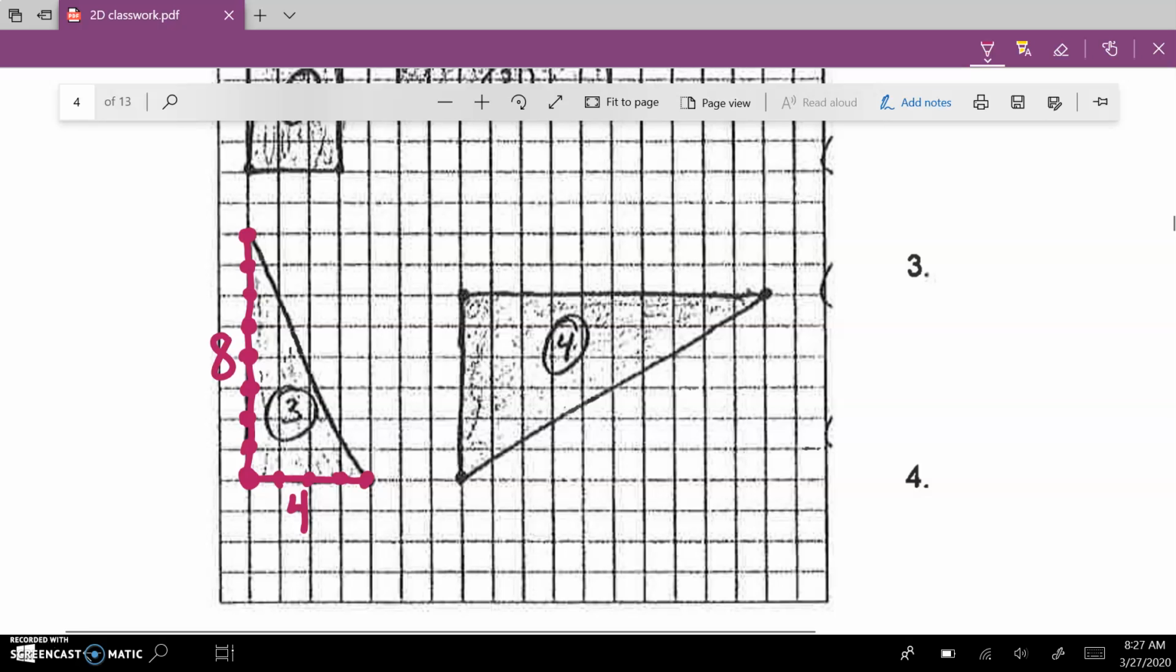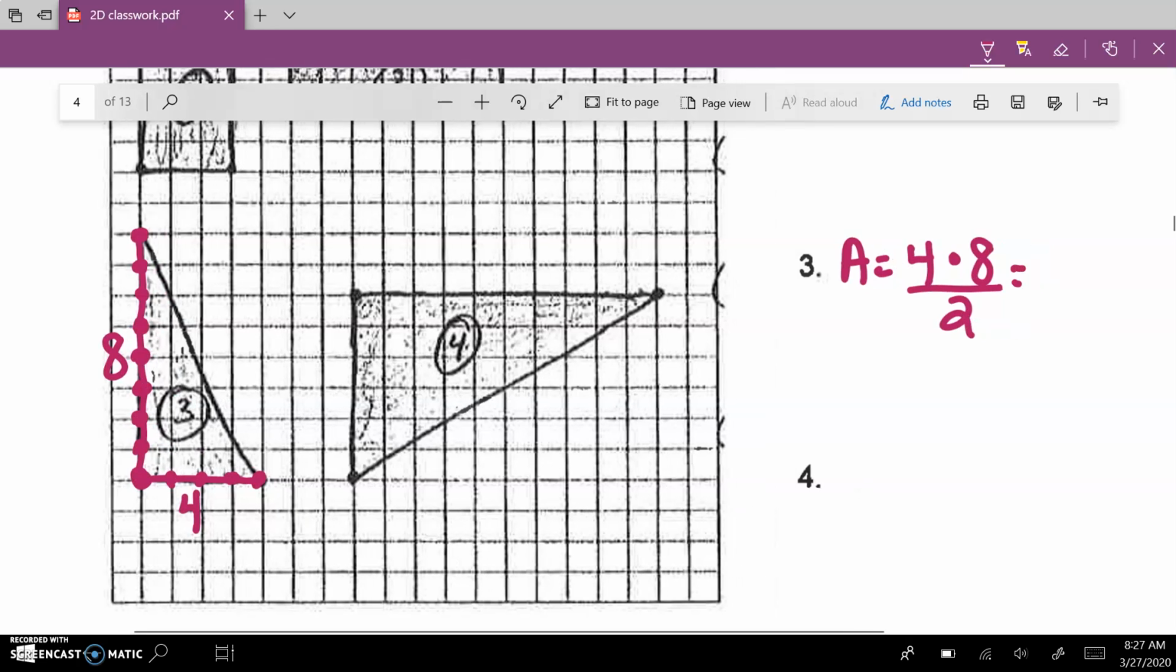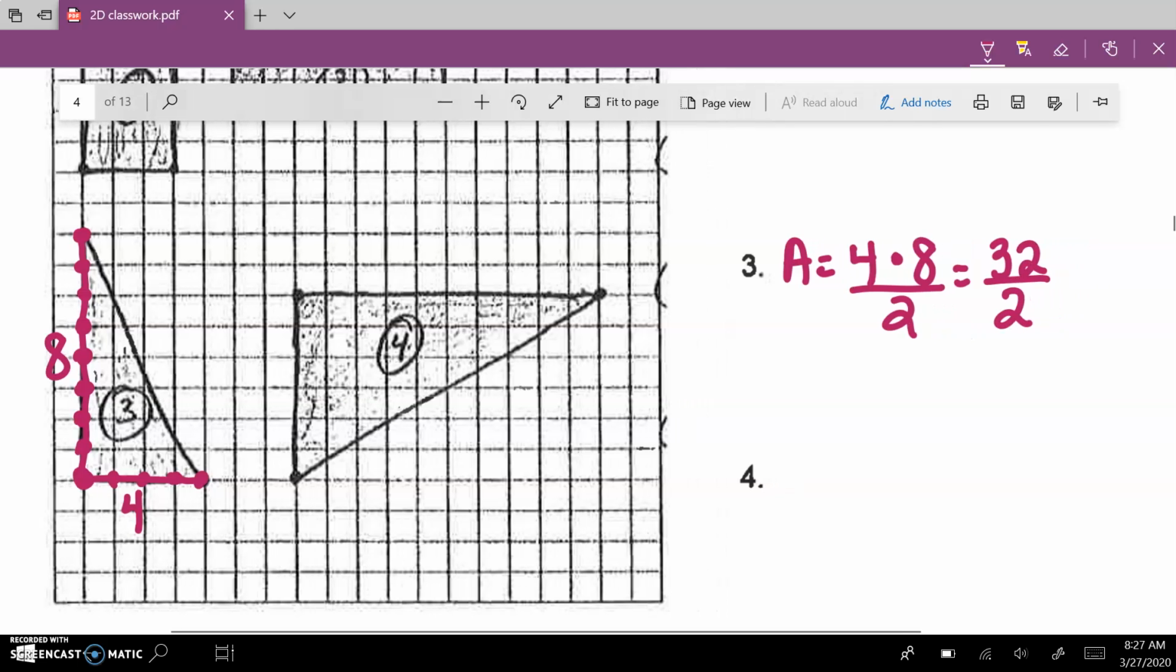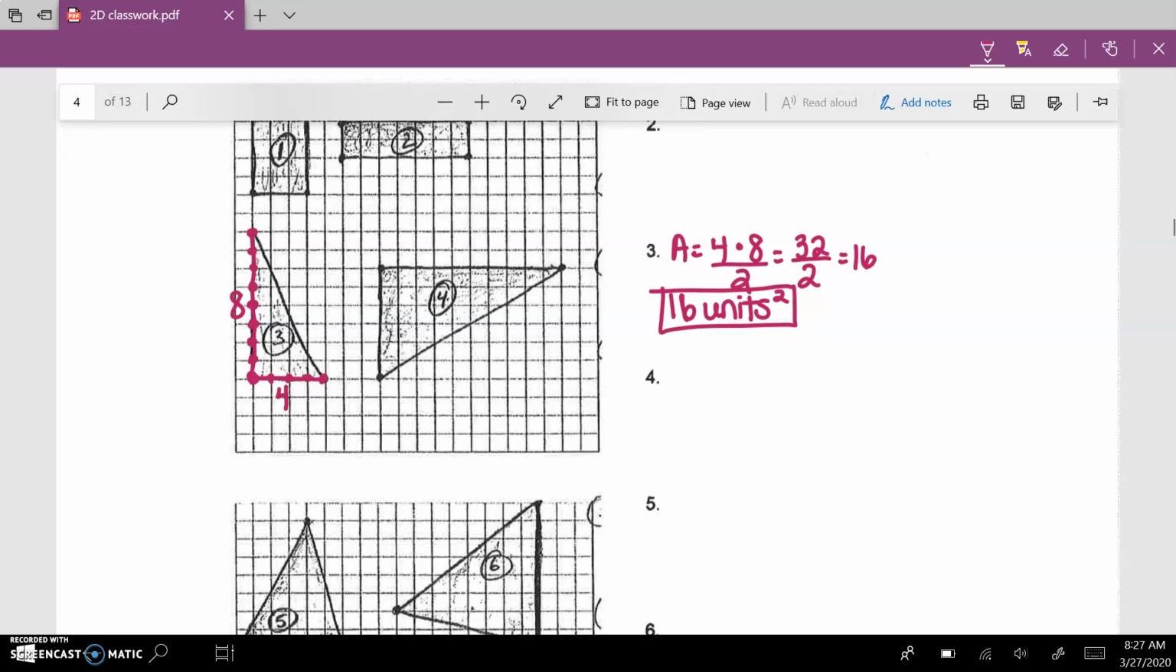I use my formula, which at this point I kind of want you to start using the formulas. It makes your life a lot easier. So my area would be my base, which is 4, times my height, which is 8, divided by 2. But I have to do the multiplying first, so I have 32 divided by 2, and 32 divided by 2 is 16. So my area would be 16 units squared. All right. So that's a pretty basic triangle question.